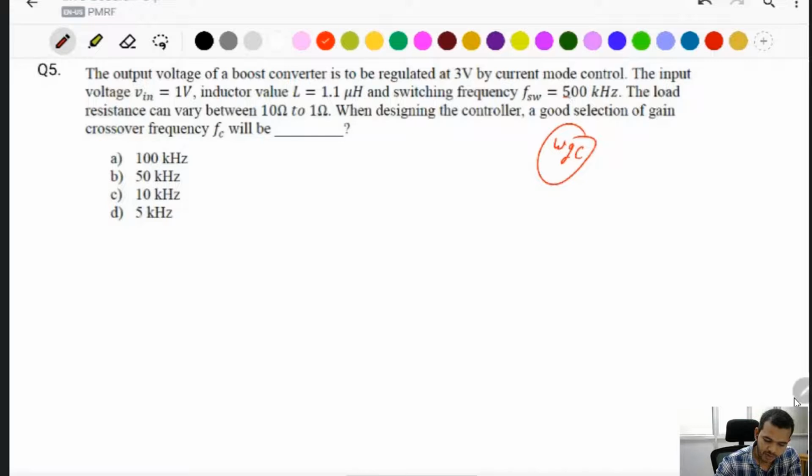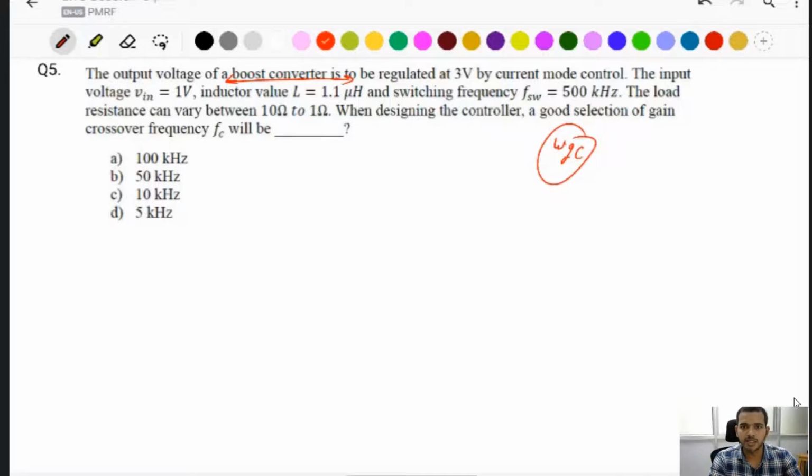The frequency is given as 500 kilohertz. First of all, it is asking for the boost converter. In a buck converter, the transfer function's zero is not in the right half plane, but in the boost converter and buck-boost converter, the zero is in the right half plane. S is positive there, which means the omega GC should be in a range that neglects the effect of the right half plane zero.